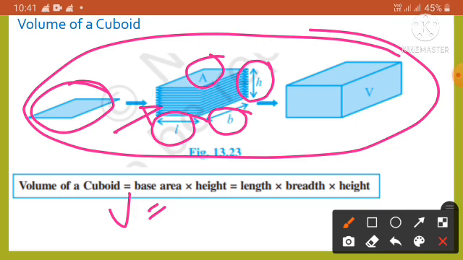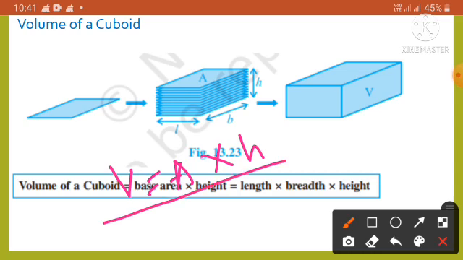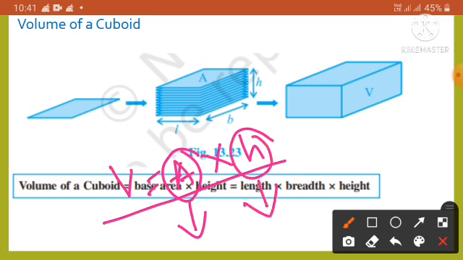The area of the plane region occupied by each rectangle, into height, will be equal to the measure of the space occupied by the cuboid. So here we can say that V equals A into H. A is the area of the plane region occupied by each rectangle and H is the height when it's stacked up. So A into H gives us the volume.